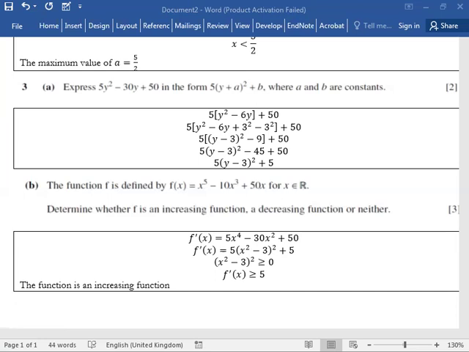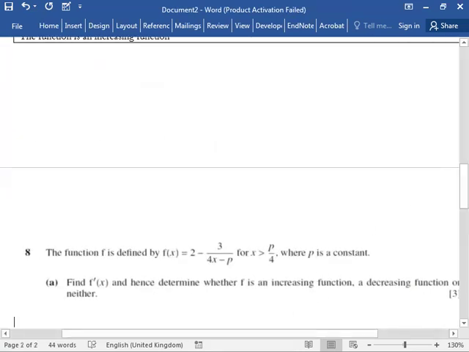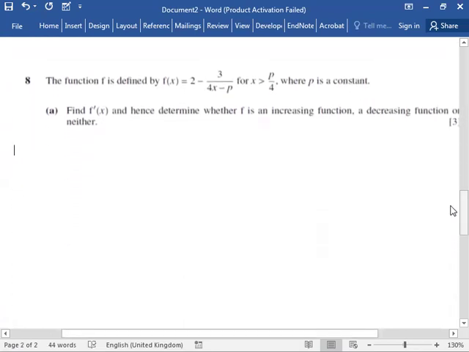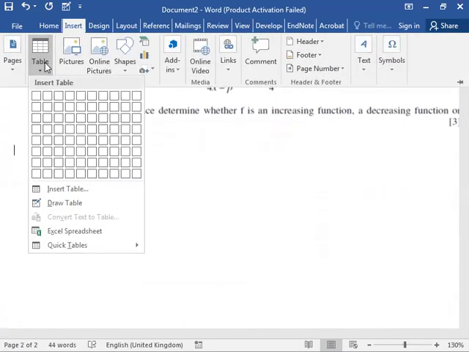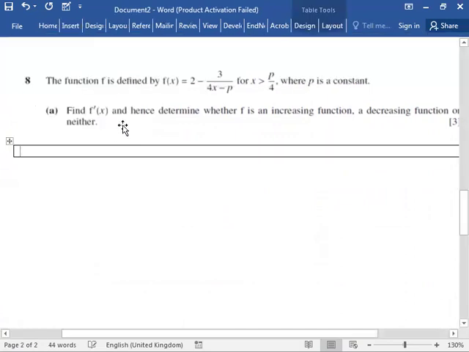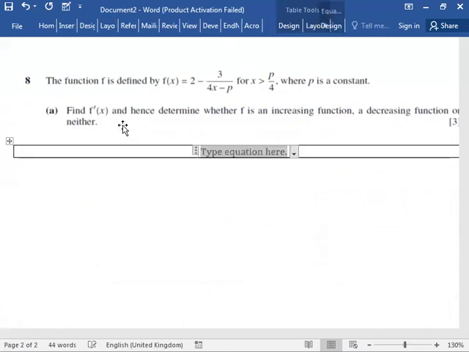Let's do just one more part. This is page number 303 from the new book. The function is defined by f of x is 2 minus 3 over 4x minus p, and the domain is x greater than p over 4. Find f'(x) and hence determine whether f is an increasing function, decreasing function, or neither. How do we find the derivative of f?